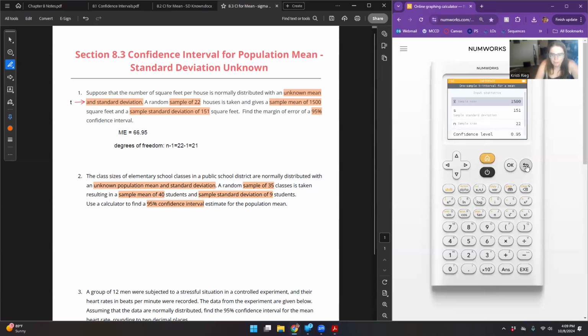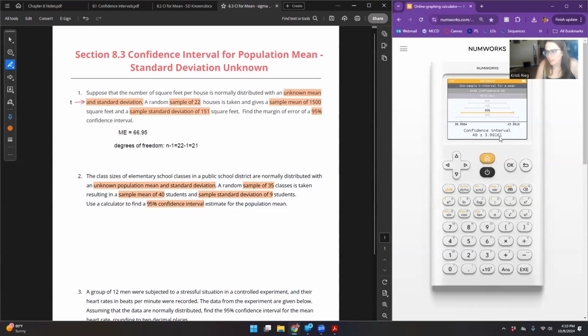That's far enough. And I have my mean is 40. My sample standard deviation is 9, and I have a class of 35 students. And there we go, 95% confidence level. And there's our T, our margin of error. Didn't ask for that, but they're there. Our degrees of freedom, again, it's our sample size minus 1. So 35 minus 1 is 34.